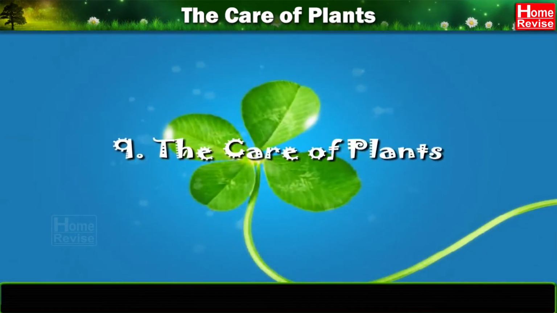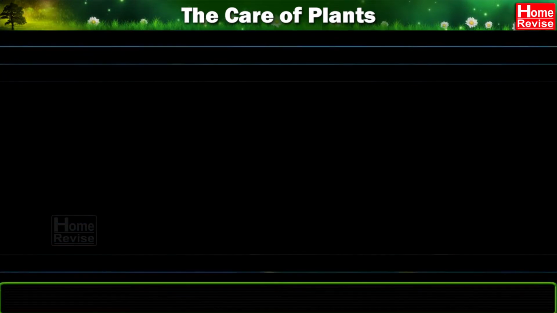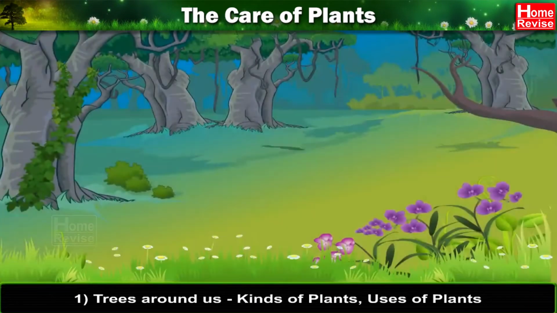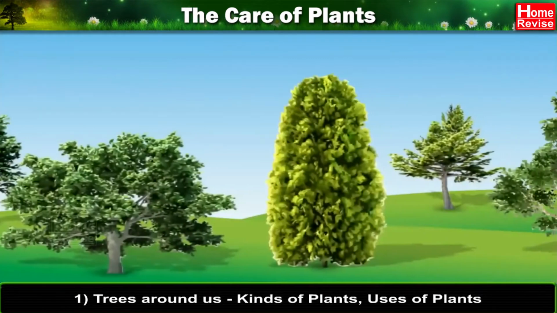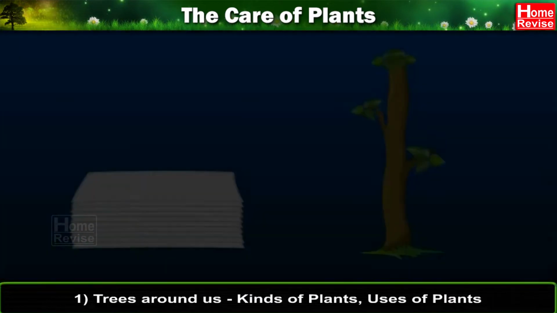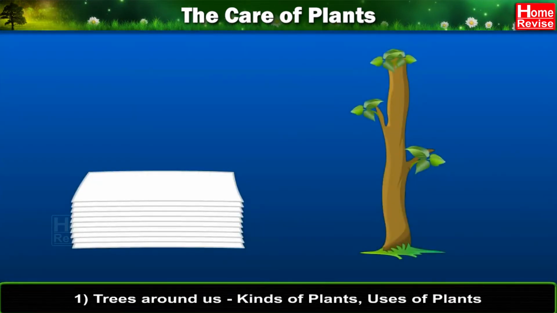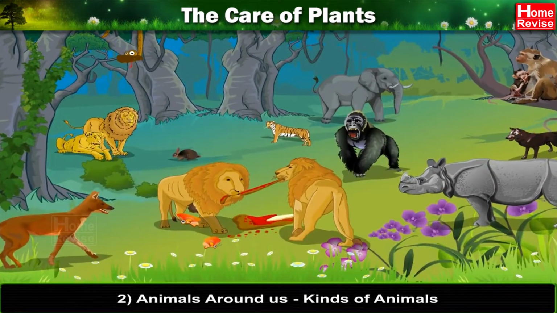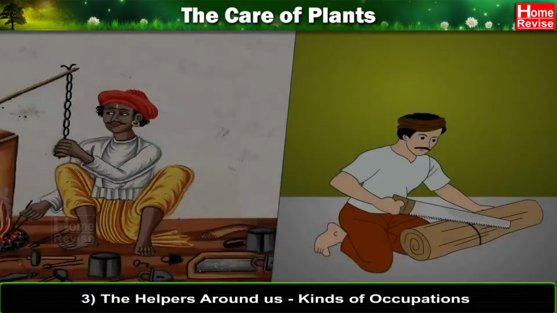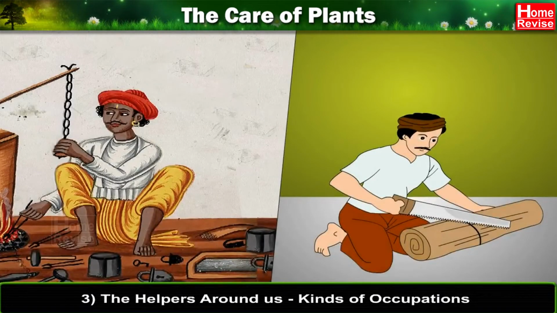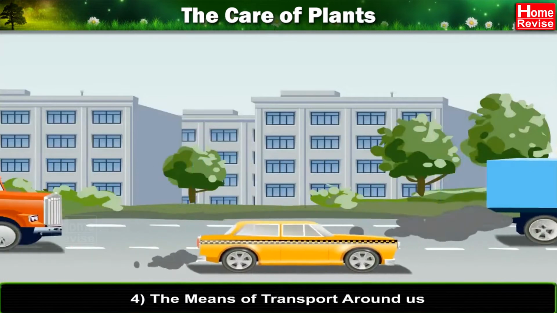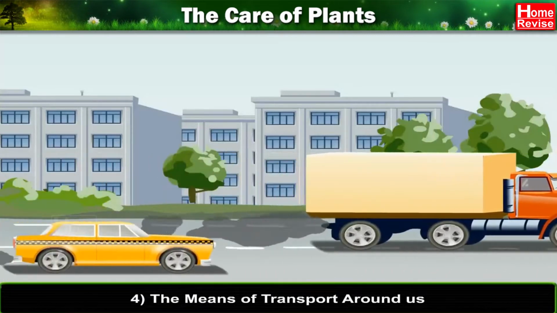9. The care of plants. In Standard 1, we have learnt about: 1. Trees around us, kinds of plants, uses of plants. 2. Animals around us, kinds of animals. 3. The helpers around us, kinds of occupations. 4. The means of transport around us.